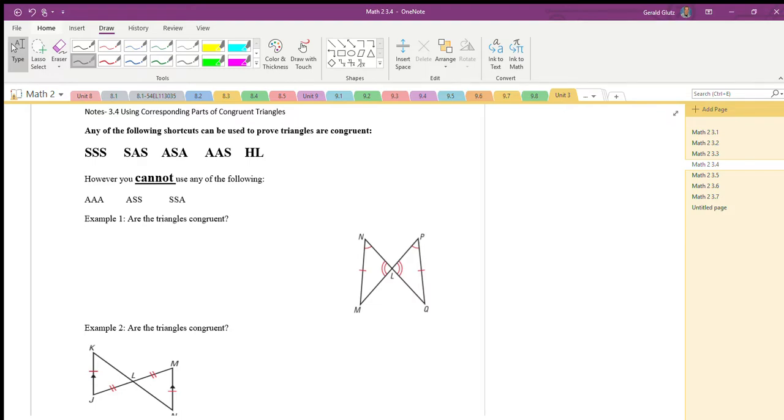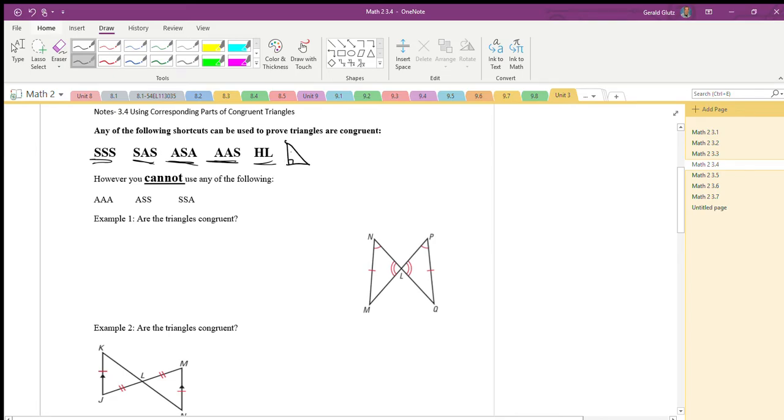Hello. All right. So just a quick recap of the different shortcuts, different postulates that we talked about so far. Side, side, side, side, angle, side, angle, angle, side. And then one that I haven't mentioned in the videos yet, I've mentioned it in class, I hope, but hypotenuse leg. So that just means we have a right triangle, because there's a 90-degree angle. If I know that the hypotenuse is congruent and one of the legs is congruent to that one of the legs, then those two triangles are congruent.